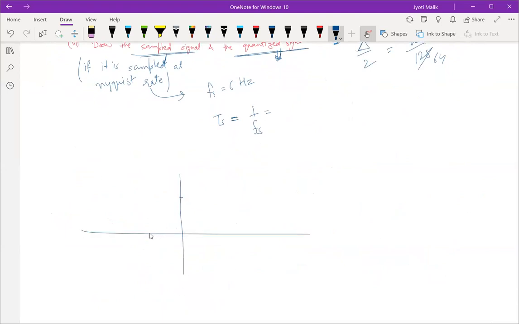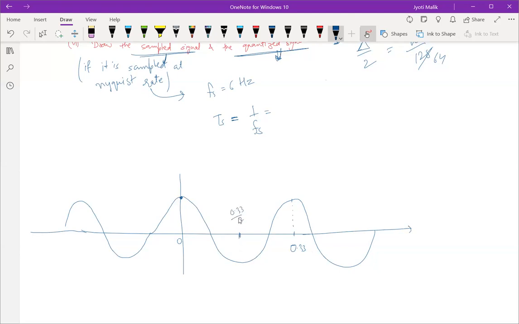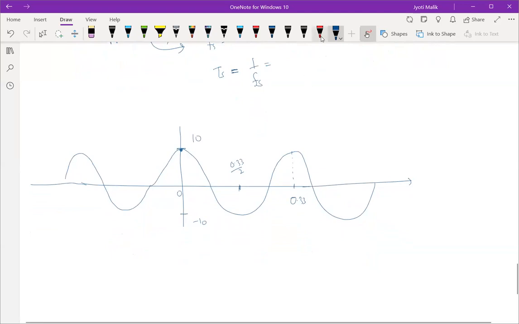That means our actual cos function starts from here, so it goes like this. This is 0, and it again starts repeating over here, right? So this is your time period Tm, which is 0.33 seconds. And half of it is over here, so 0.33 divided by 2 is here. This amplitude level is 10, and this amplitude level is -10.